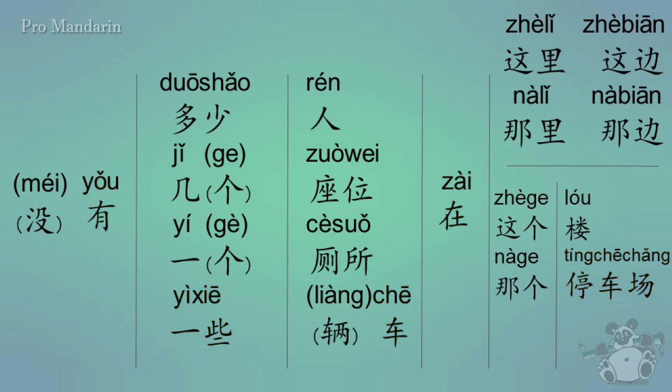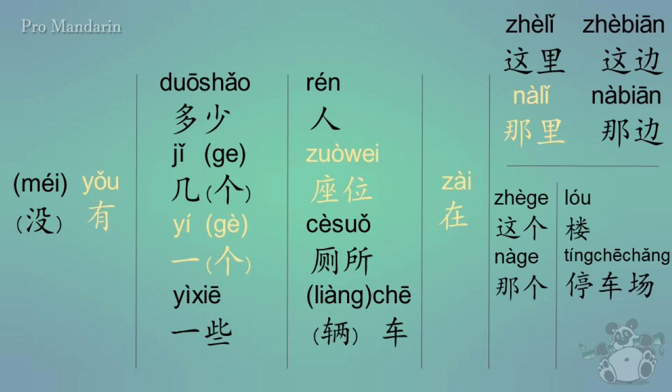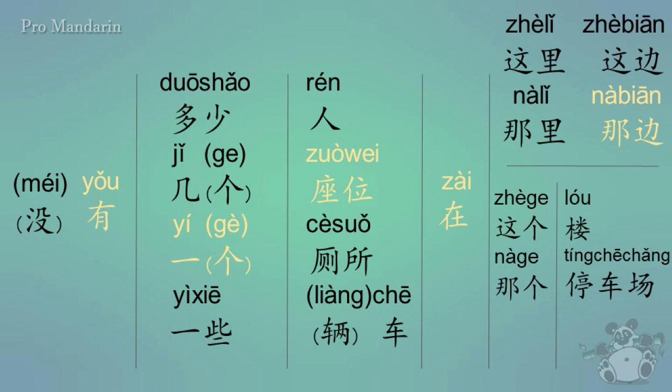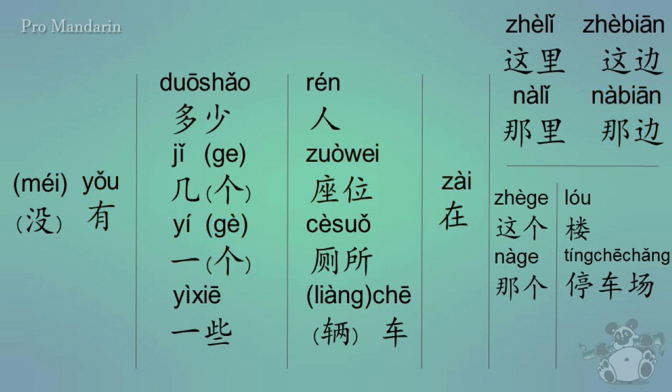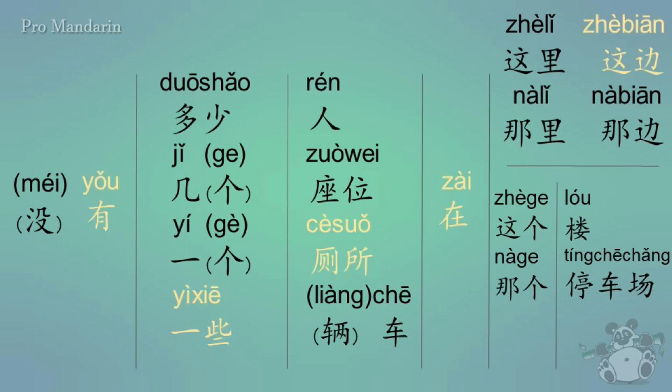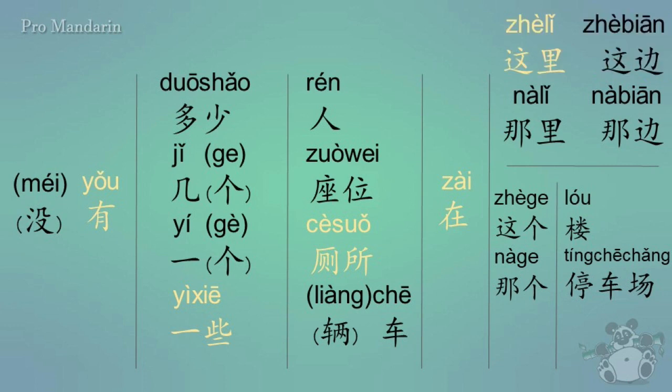All right, so let's go ahead and ask a couple questions here, get you a little bit of practice in. Okay, so how would you say there is one seat over there? 有一个座位在那里. Or you could say 有一个座位在那边. Okay, now let's say you've been looking for the restrooms and you found some and you say, hey, there's some restrooms over here. How would you say that? 有一些厕所在这边. Again, you can say it in other ways too. You could say 这里 or 这边. Any one of those is perfectly fine.